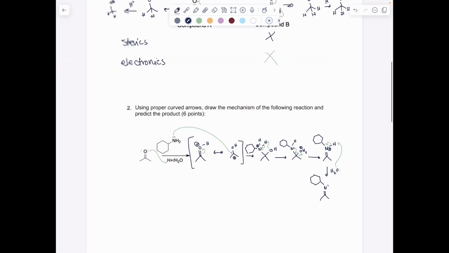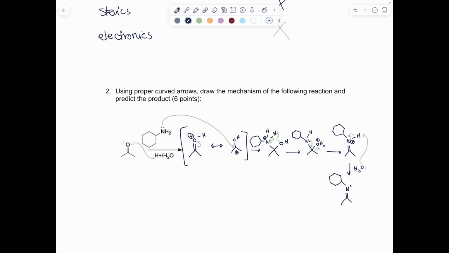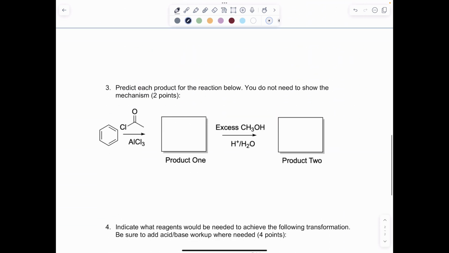All right, so that is question 2. Moving on to question 3, predict each product for the following reaction below. You do not need to show the mechanism.